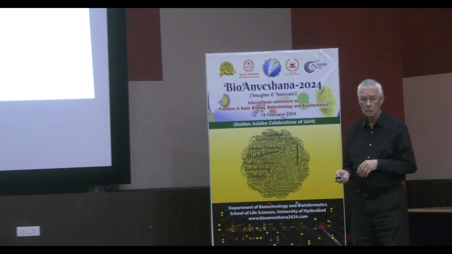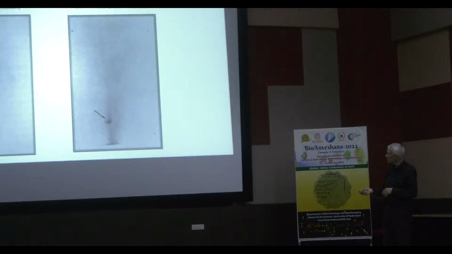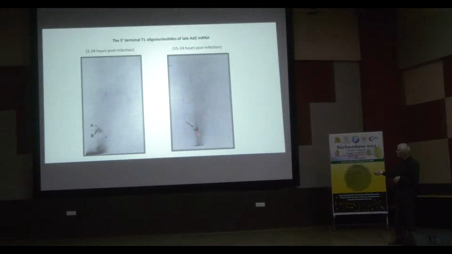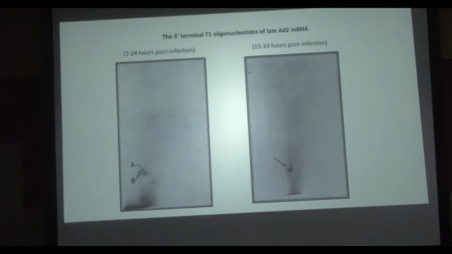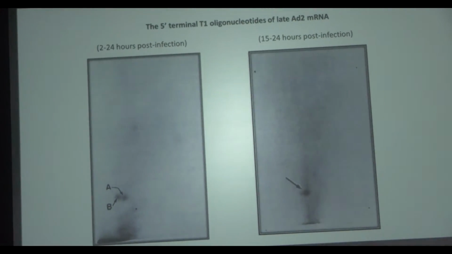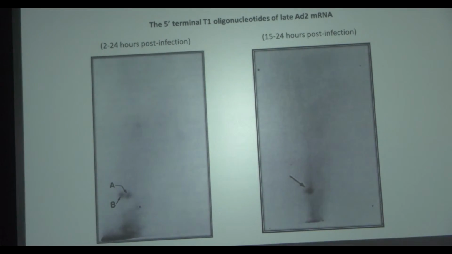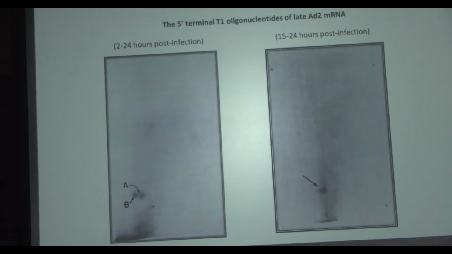Well, this was the result. This was early-ish in infection, up to 24 hours, and there are 2 spots, A and B. And after late infection, 15-20, where the only RNA being made is adenovirus, there was just 1 spot. So it meant that all of these 20-odd messages all had the same 5' end. They had the same exact 5' end.